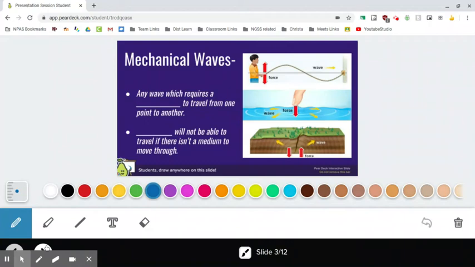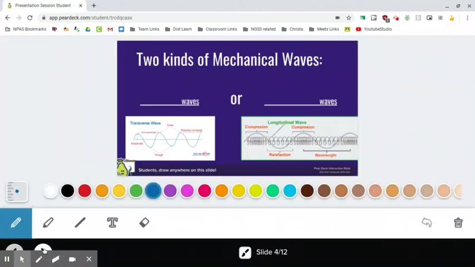Now let's get into this. Mechanical waves. I'm just going to tell you verbally what the words are that go into these lines and have you fill them in. Any wave which requires a medium, there's that solid, liquid, and gas, to travel from one point to another is called a mechanical wave. It means it has to have them. The second bullet, energy will not be able to travel if there isn't a medium to move through. So the energy cannot move from point A to point B if it doesn't have that solid, liquid, or gas to get there. Please fill in those words.